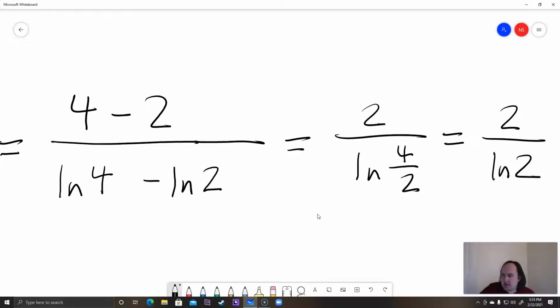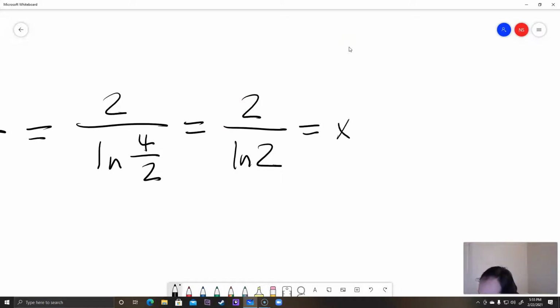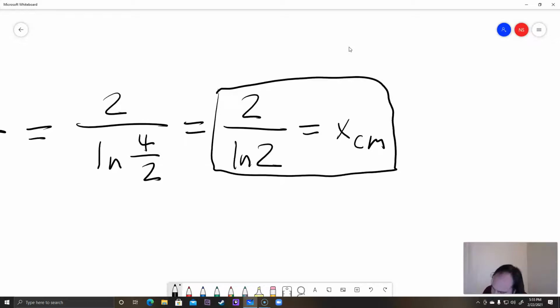Okay, and of course you can type this into a calculator if you want to get an exact answer. This is the exact answer. Okay, so this is our x center of mass, and this is exact. But if you want to get a decimal approximation, you can type it into a calculator. Okay, so this is our x center of mass, and this is the exact answer.